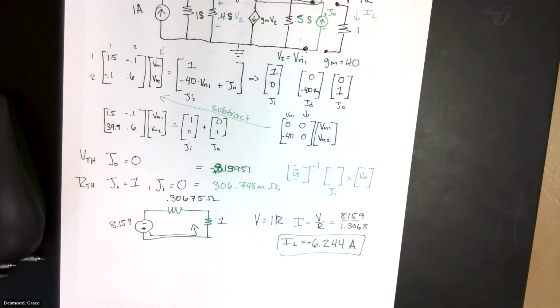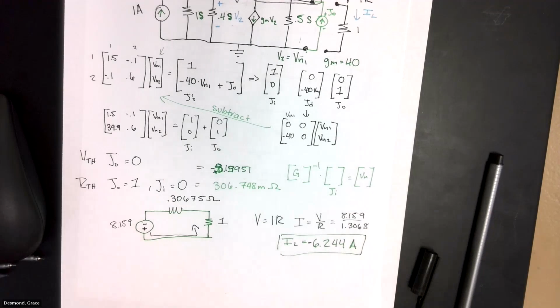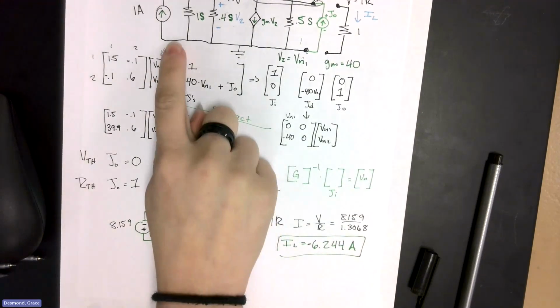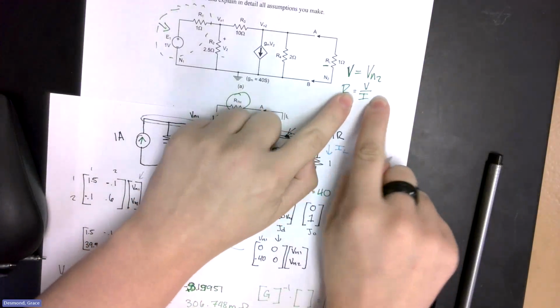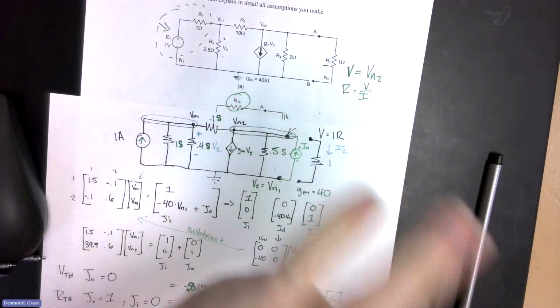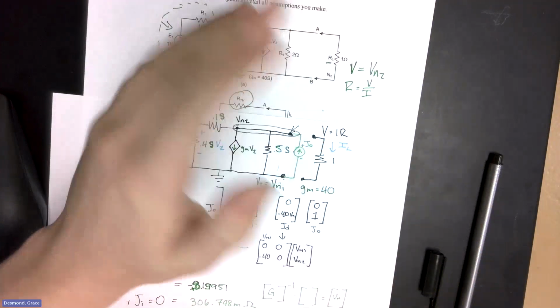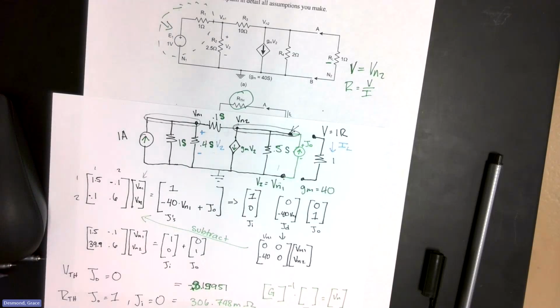You're good. The R Thevenin doesn't entirely have to do with these conductances, because remember, the way that we got Thevenin is V over I, and neither of those things are conductances. But we're using the conductance to find the voltage, and then we use the voltage to find the resistance. If we wanted the conductance, all we would do is I over V.